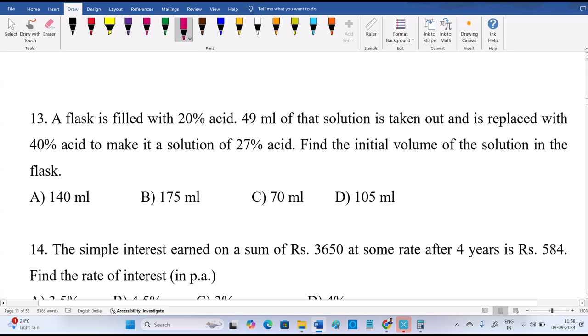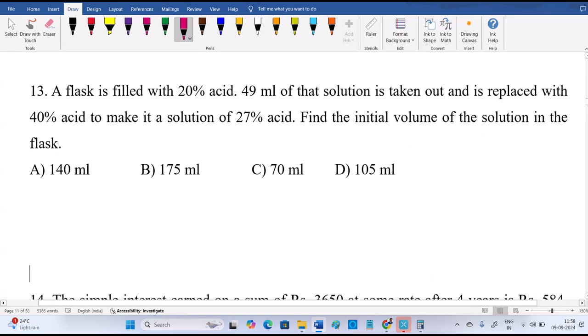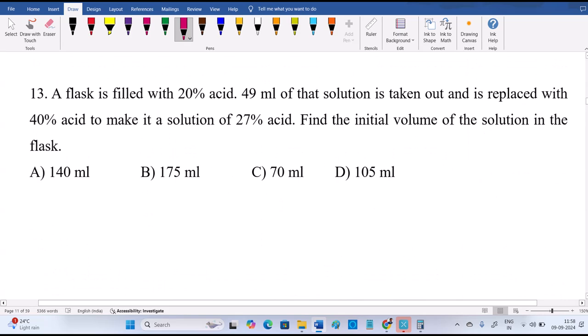Series 13th question. A flask is filled with 20% acid. 49 ml is taken out and is replaced with 40% acid and makes it 27% acid. See, acid here, again acid, finally acid.